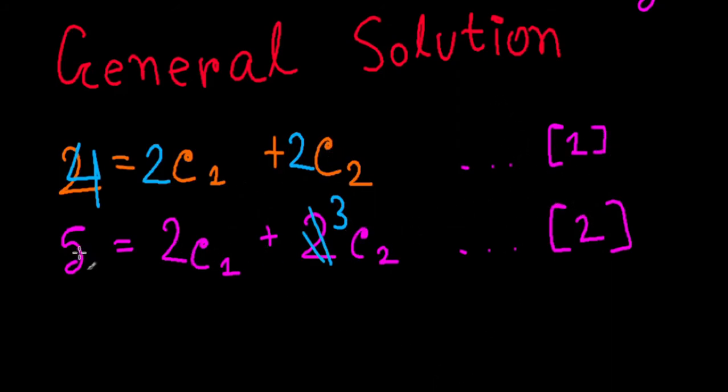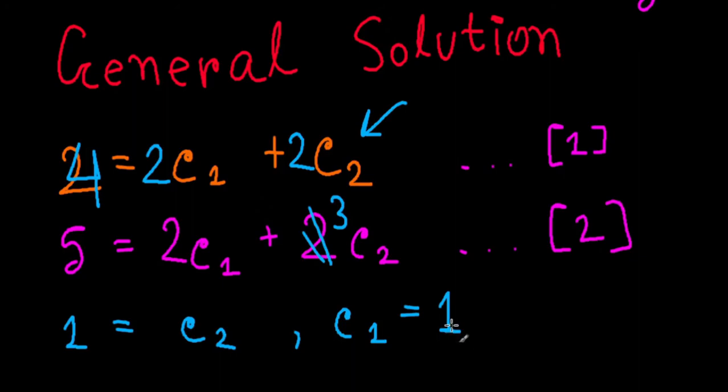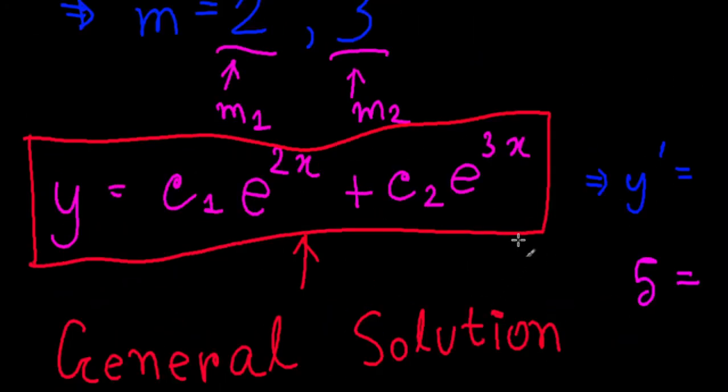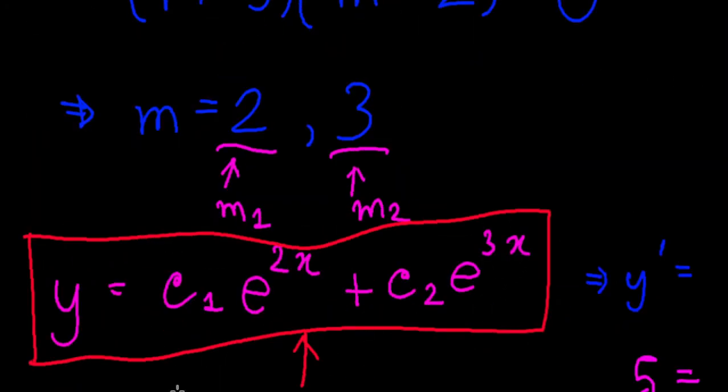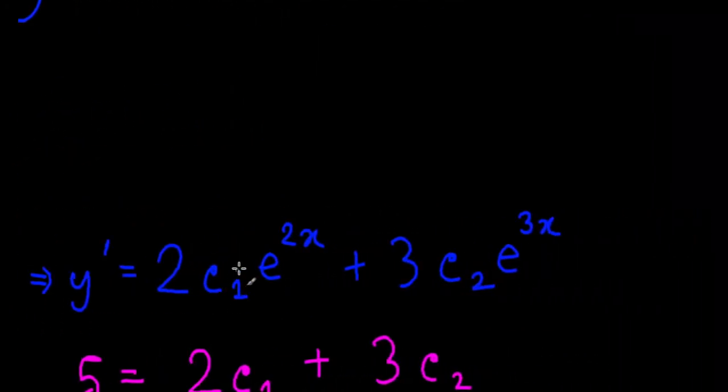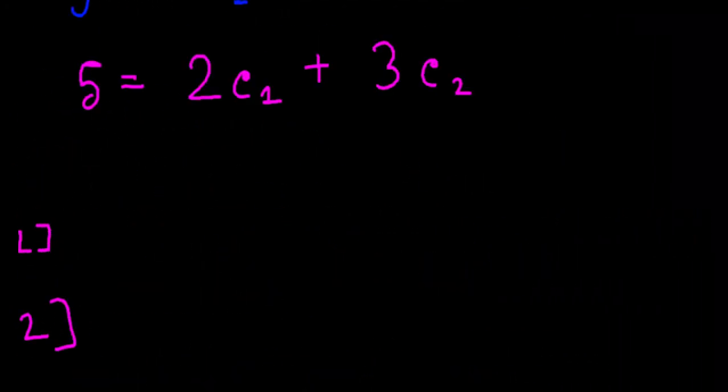What you'll have is 5 minus 4, which is 1. You'll have 2c1 minus 2c1, which is exactly what I intended, for this to cancel out. 3c2 minus 2c2, you just have c2. So c2 is equal to 1. And if you substitute that here, you'll also get c1 being equal to 1. So that's interesting: c1 and c2 are both equal to 1. And now we have solved for both our arbitrary constants.